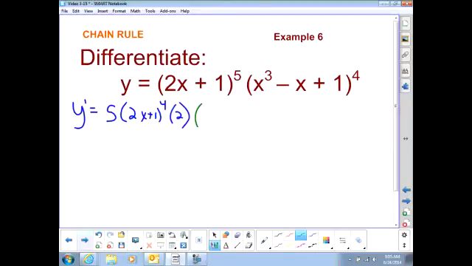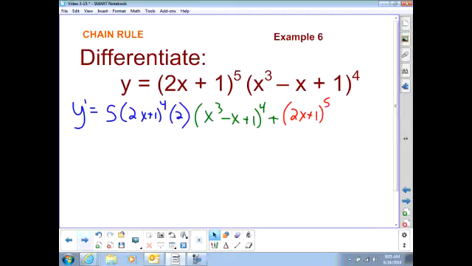Times regular of the second, which would be x cubed minus x plus 1, all raised to the 4th, plus, because it's product rule, we'll do regular of the first, so 2x plus 1 raised to the 5th, times derivative of the second. So we'll have the 4 out front. We'll have x cubed minus x plus 1, now raised to the 3rd, times derivative of the inside, which would be 3x squared minus 1.